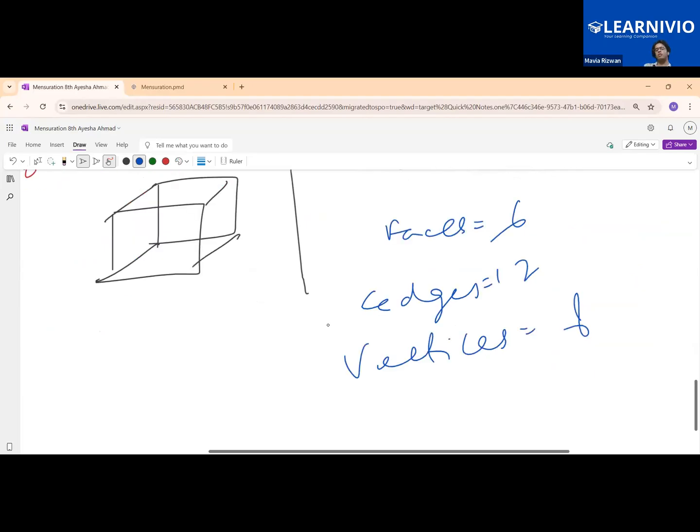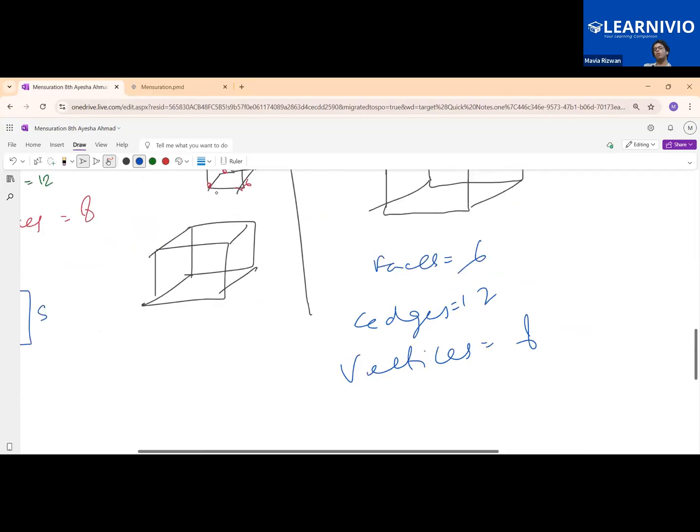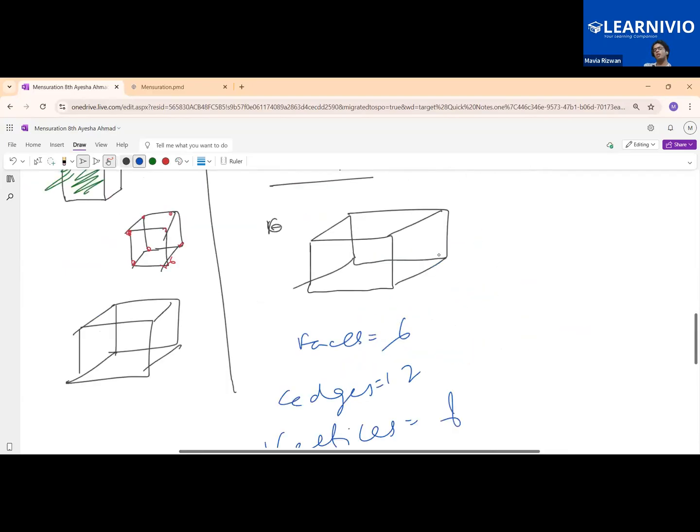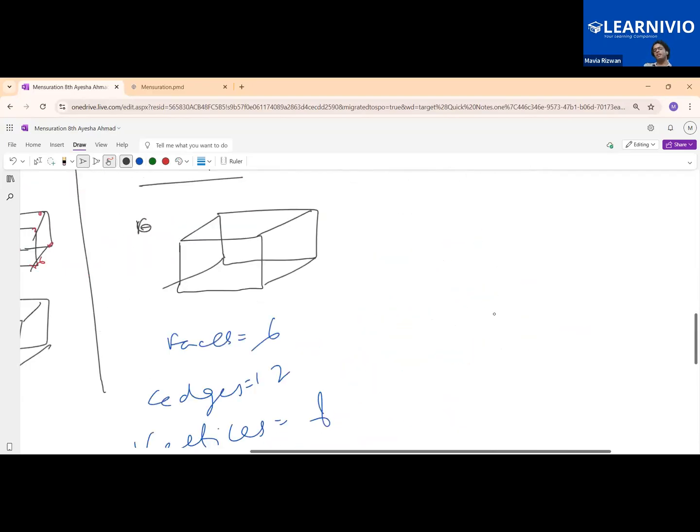If I talk about a cuboid, it will be easier to understand. Like in a rectangle, there was length and breadth, right? Here, kids, we have another dimension, that is height. So we have this length here, this breadth here, and this height here. Length, breadth, and height.